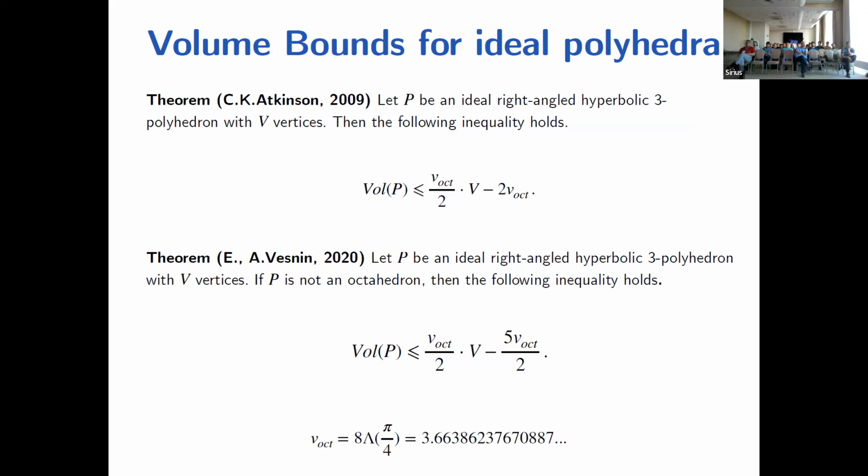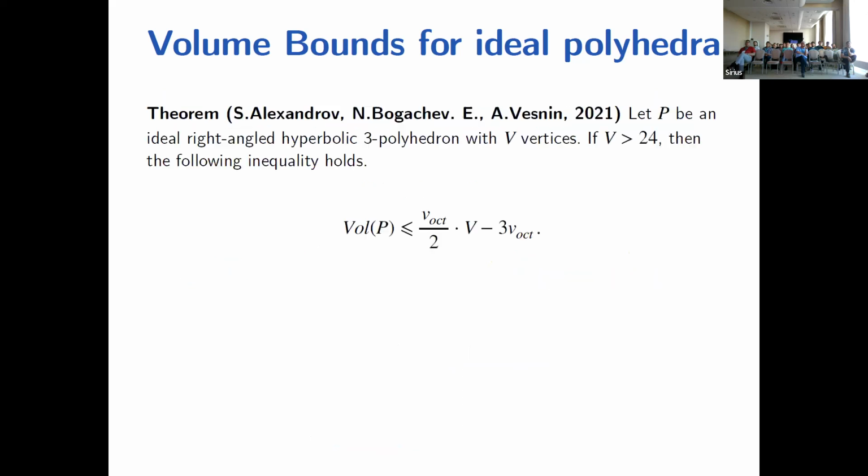And so what we did with Andrei Egorov in 2020, we improved this coefficient. And this volume bound is true for all polyhedra except an octahedron. And then later, my colleagues and I improved this volume bound again, but only when the number of vertices is equal to 24.